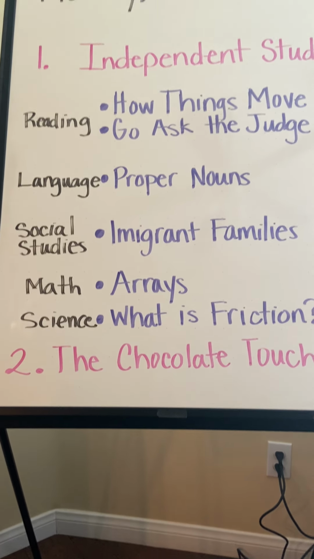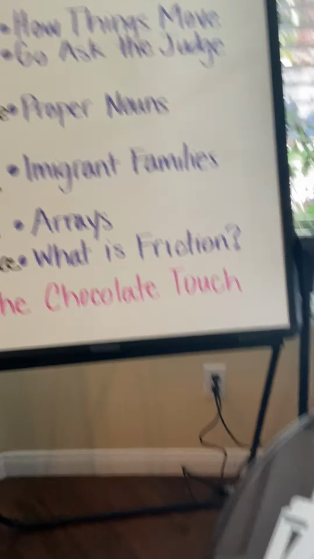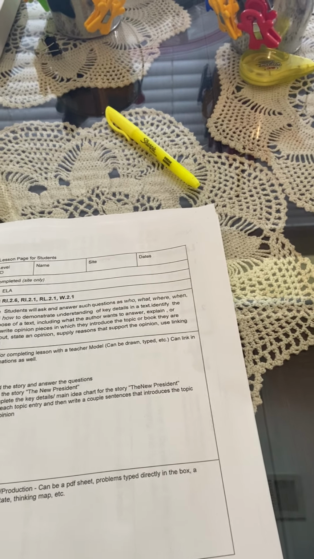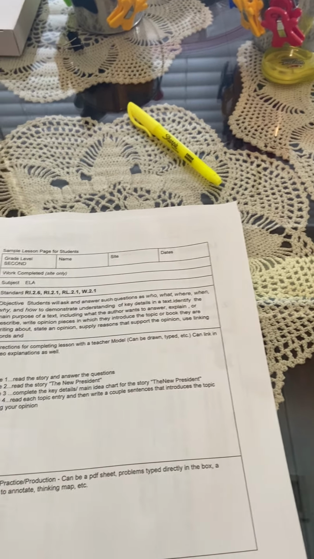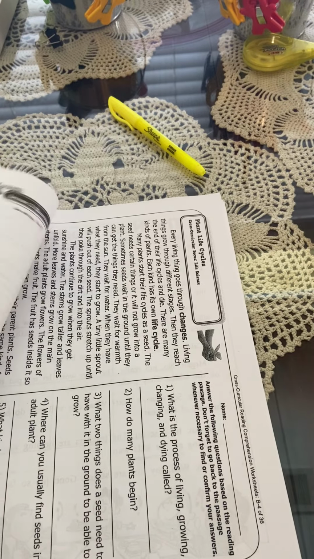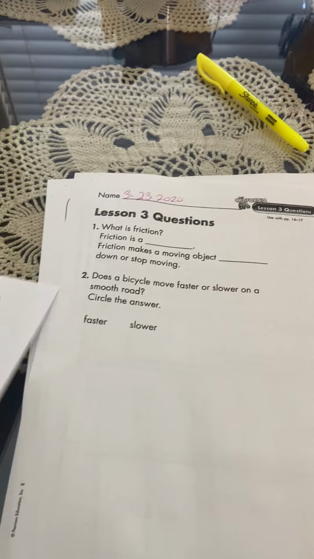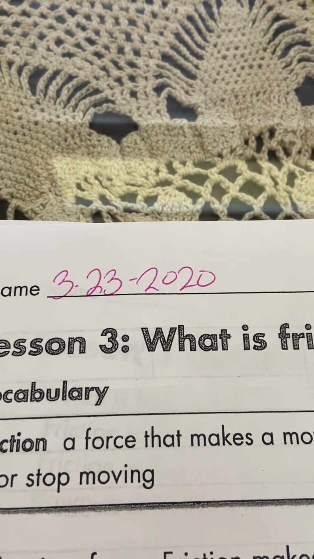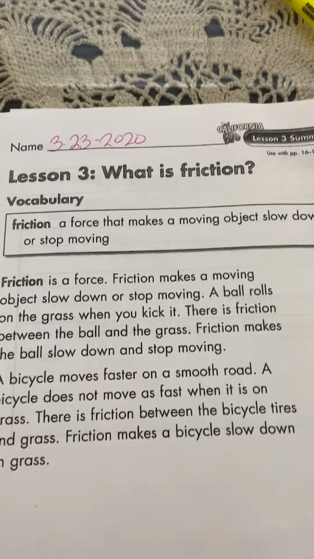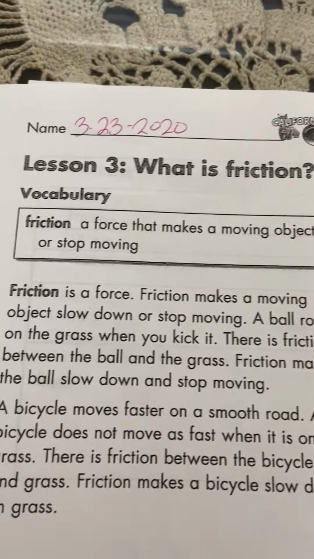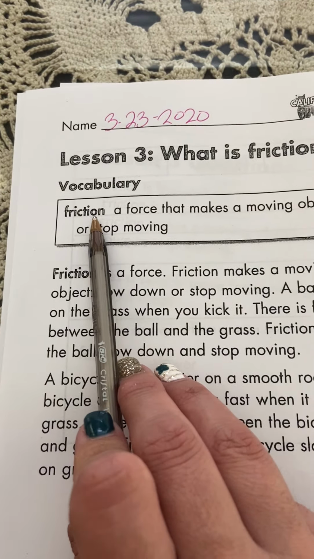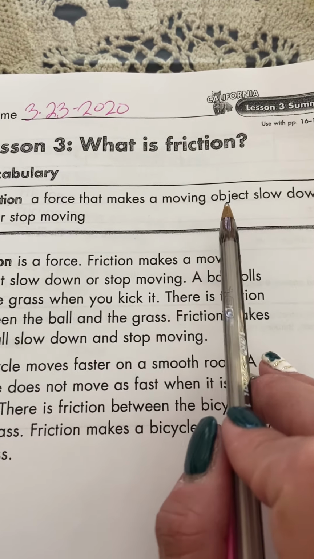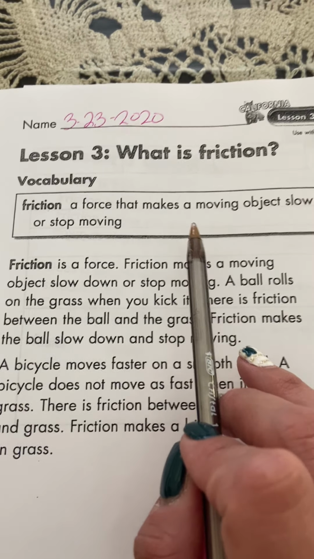And the last thing is, what is friction? Right here. There it is. Go and follow along with me as I read, and don't forget to put the date first. Lesson 3, what is friction? Let's look at the vocabulary first. In this box here, it says friction is a force that makes a moving object slow down or stop moving.